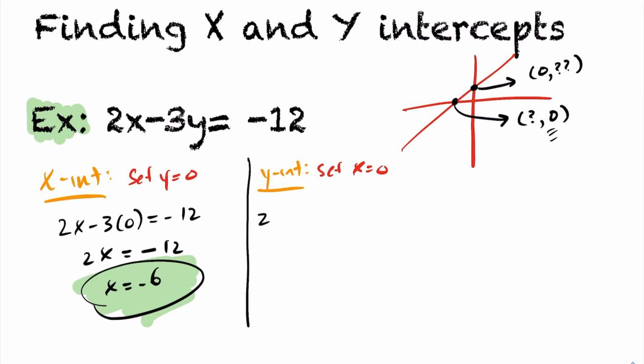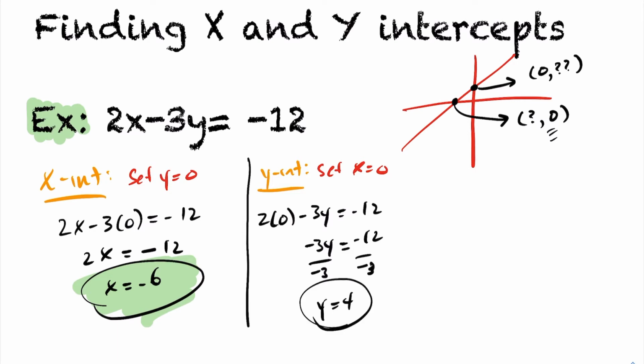So now what I'm going to do here is everywhere I see an x, I'm going to change that to a 0. And we get minus 3y is negative 12. Divide across by negative 3, and we end up getting y is 4. So therefore, this linear equation has a y-intercept of 4.